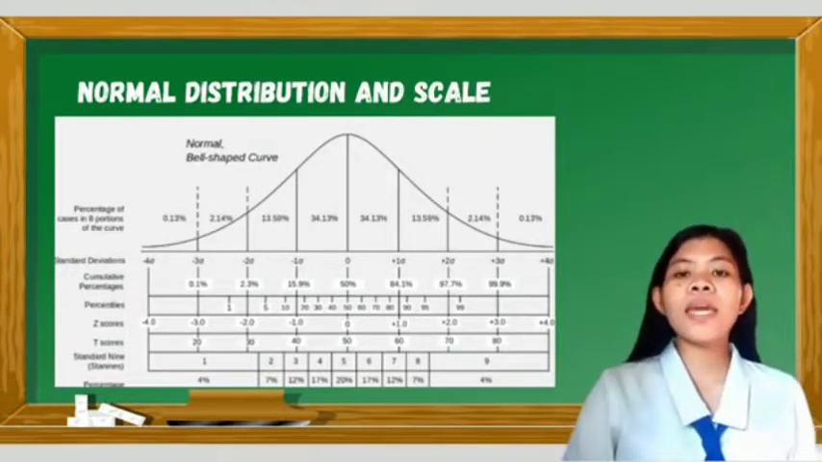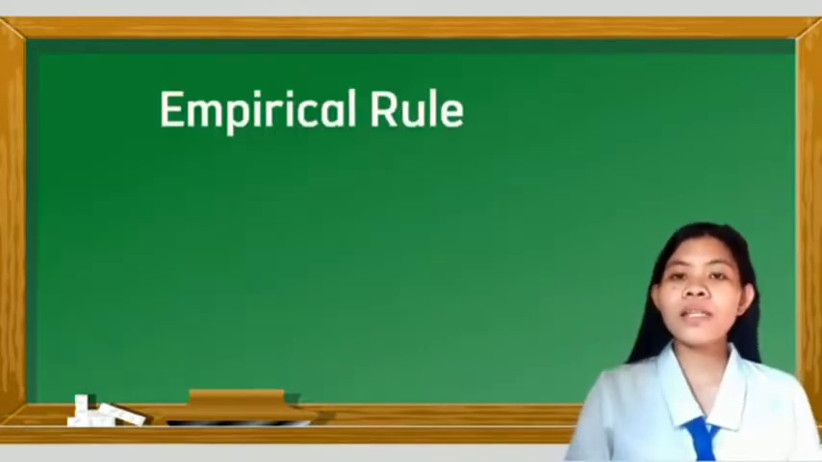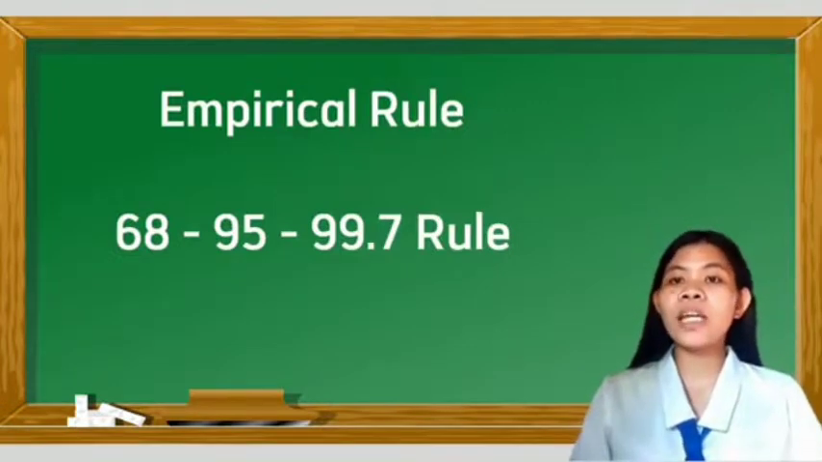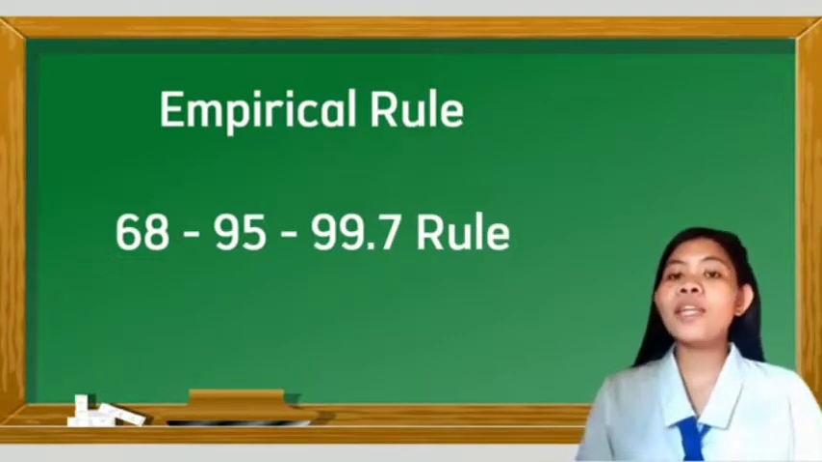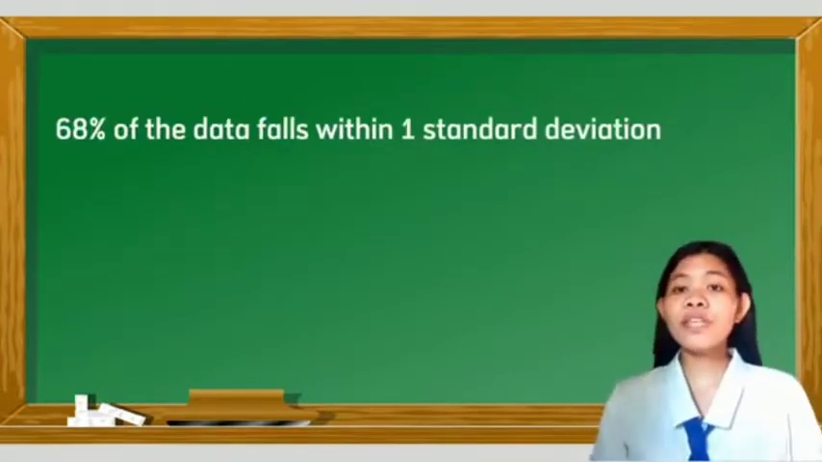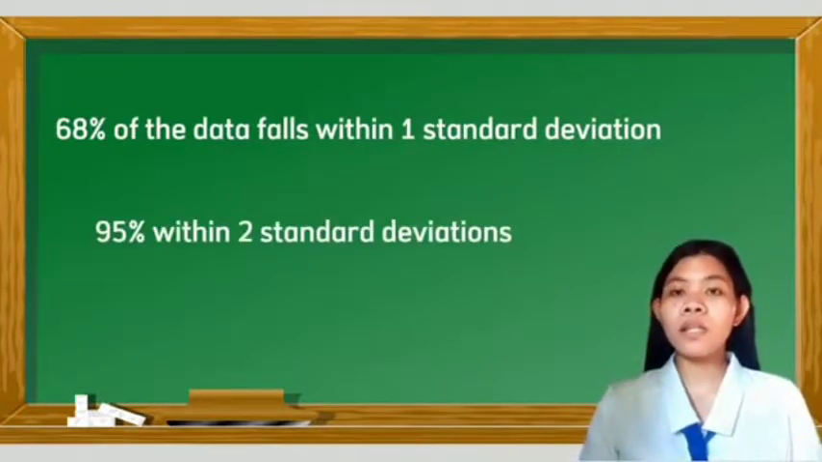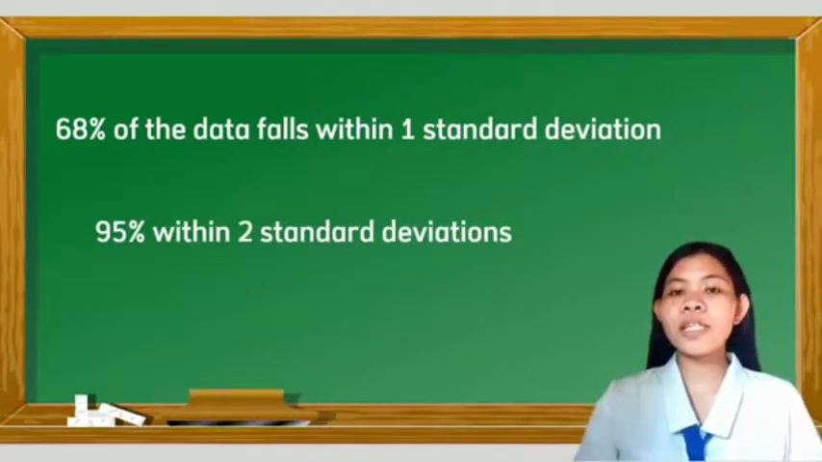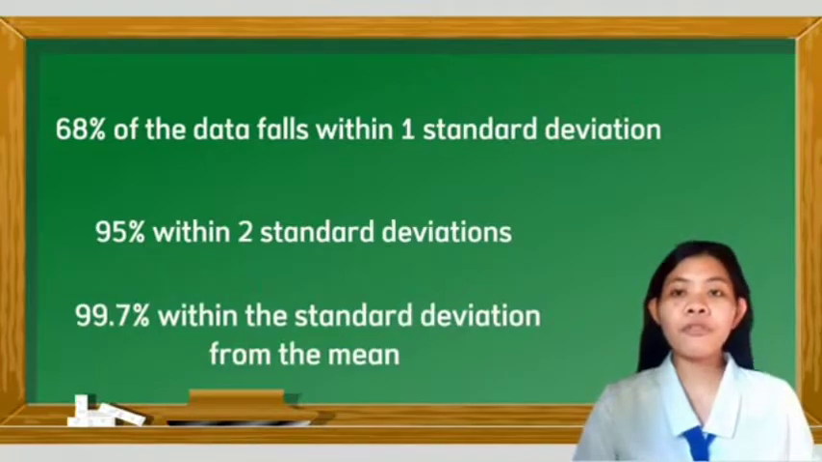The mode indicates that most scores are average level. So there is an empirical rule, which is the 68, 95, and 99.7 rule, and this rule shows the connection between the normal distribution and the standard deviation. Under this rule, 68% of the data falls within one standard deviation, 95% within two standard deviations, and 99.7% within three standard deviations from the mean.